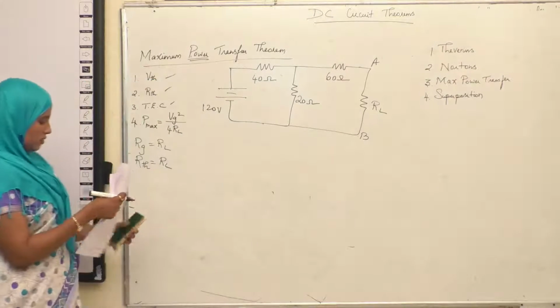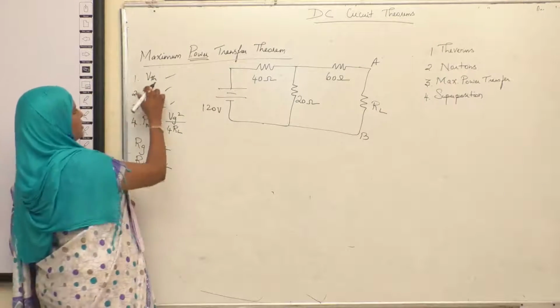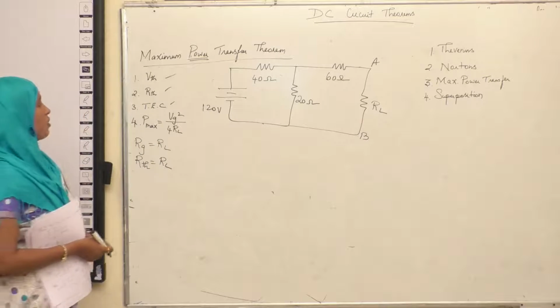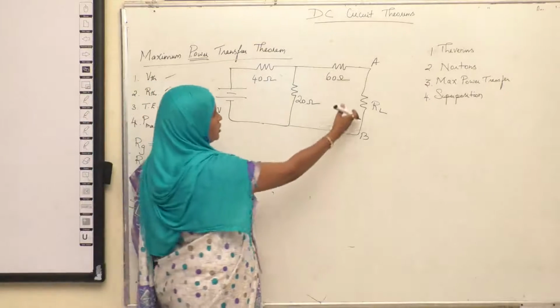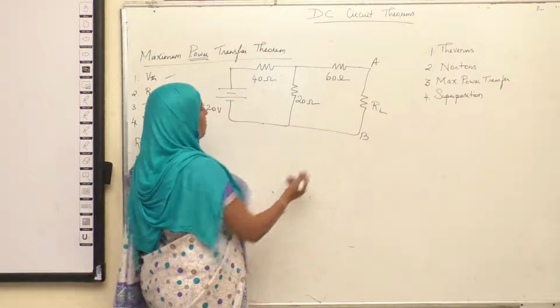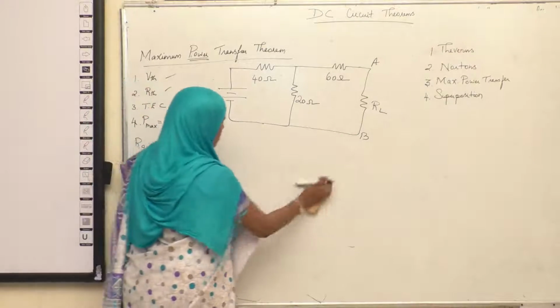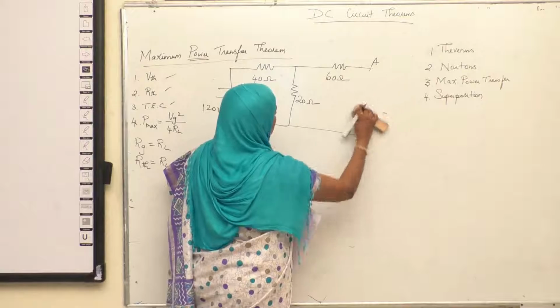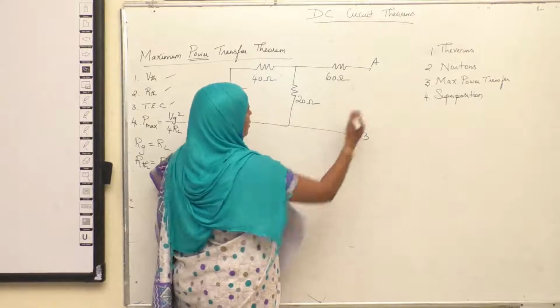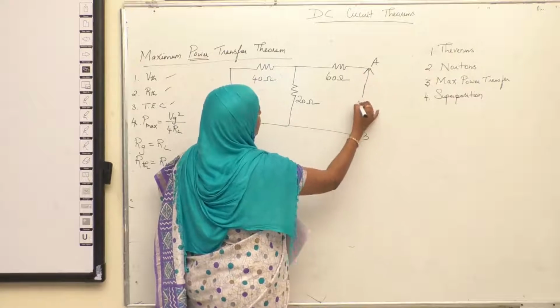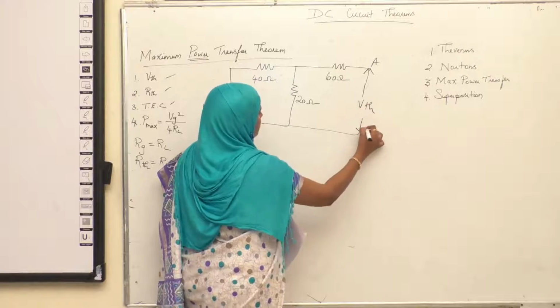Okay. So we will see the first step. Your first step is to find VTH. For VTH, what you have to do? Just make this load open. Right? Just make this load open, and in that place, you mark VTH.